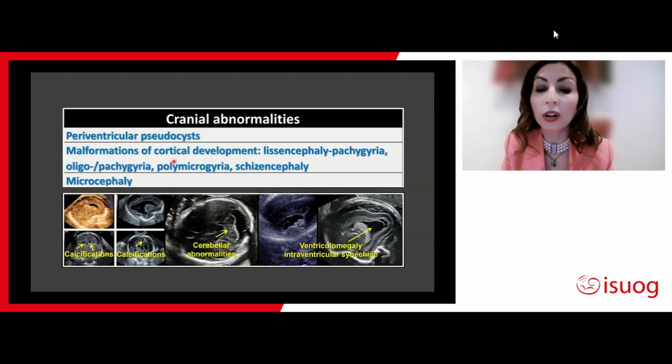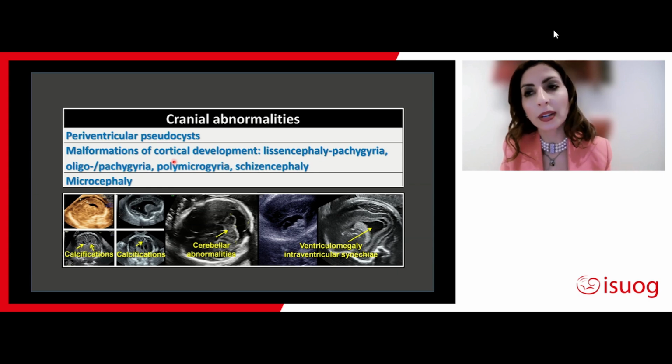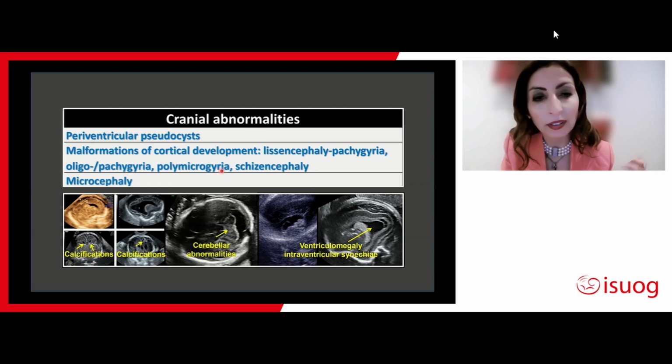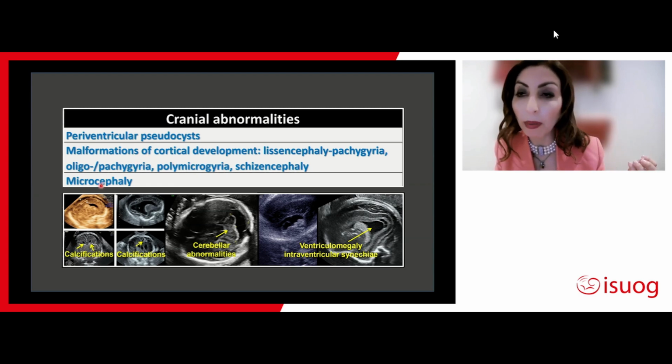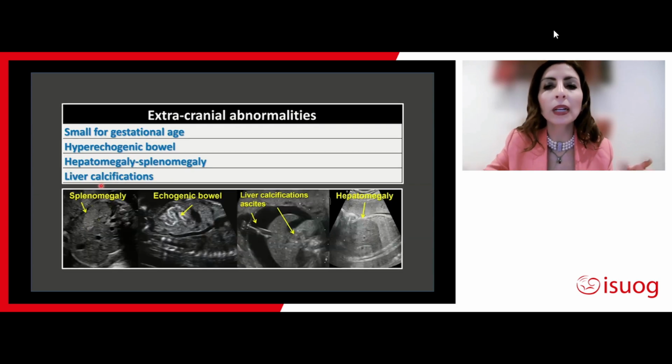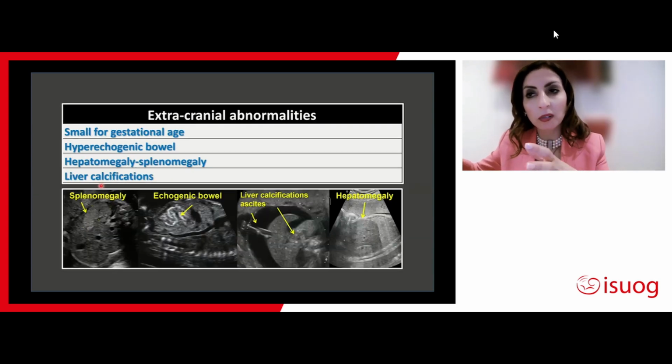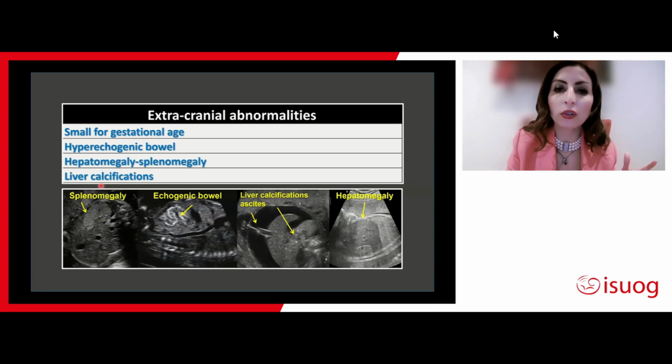Or periventricular pseudocyst, or maybe the more severe end of the spectrum, things like cortical malformation, or lissencephaly, or schizencephaly, or polymicrogyria. And in the very extreme form, microcephaly. So that's the cranial or the cerebral abnormalities. What about the extracranial abnormalities?